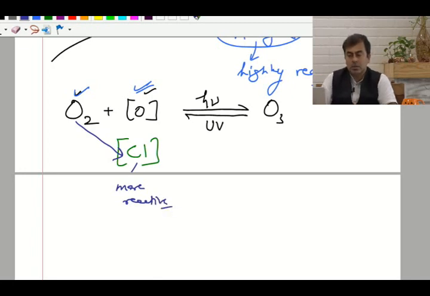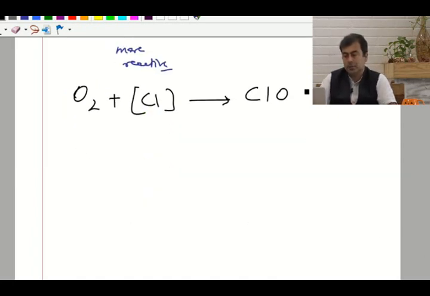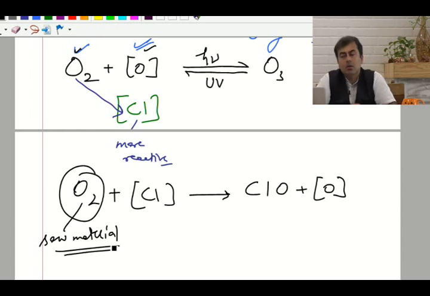So now the equation is changed. Oxygen, instead of going with O, will go for Cl and convert into chlorine monoxide, ClO. ClO plus O. This is oxygen destroyed. What was this? Raw material for ozone, yes or no? Raw material for ozone destroyed by the outsider.